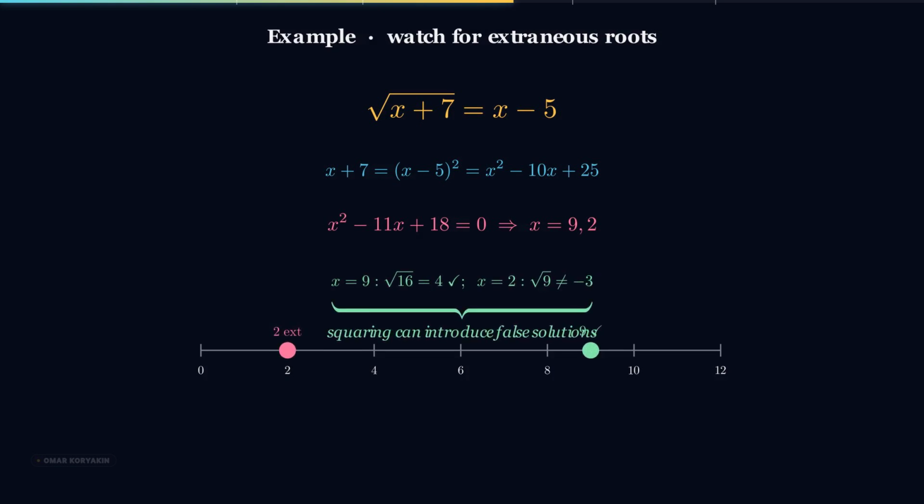Check both. At x equals 9, square root of 16 is 4, and 9 minus 5 is 4. The two sides agree, so x equals 9 is valid. At x equals 2, square root of 9 is 3, but 2 minus 5 is negative 3. 3 does not equal negative 3, so x equals 2 is extraneous and gets rejected.